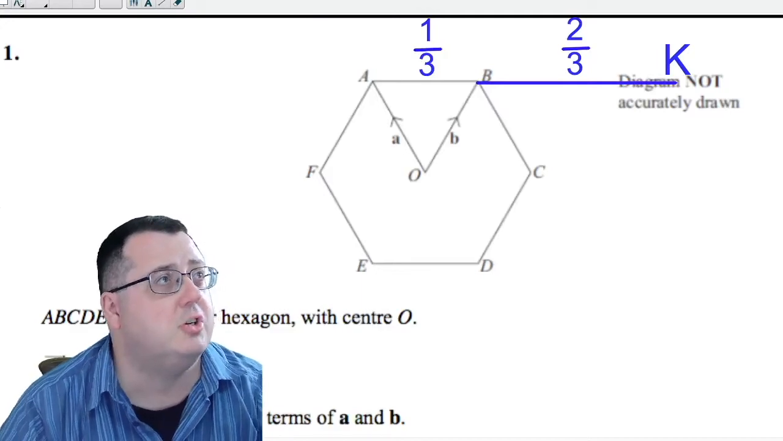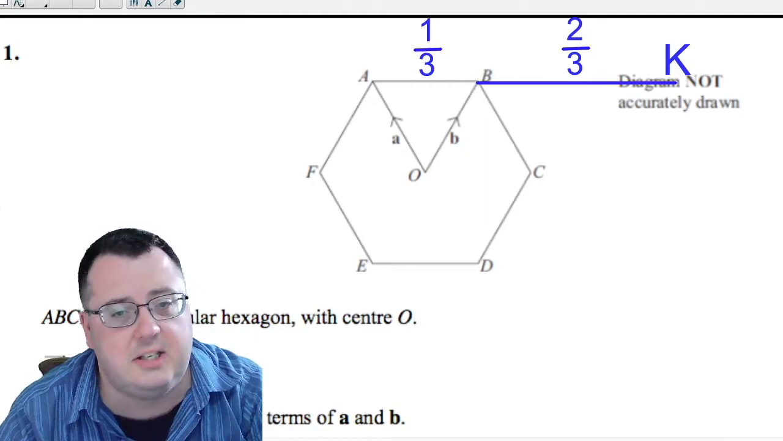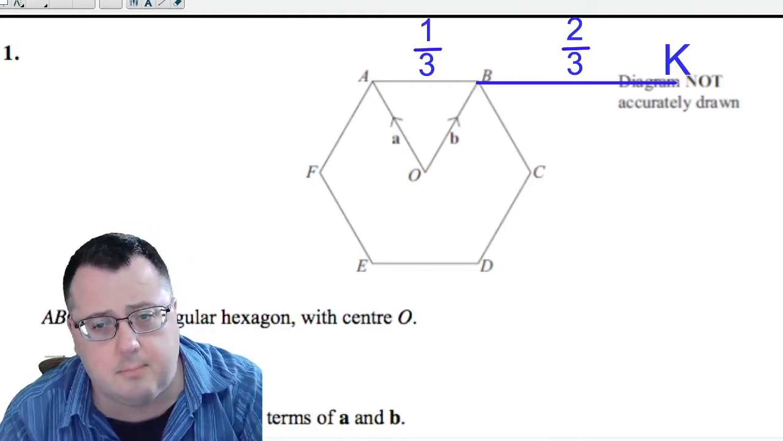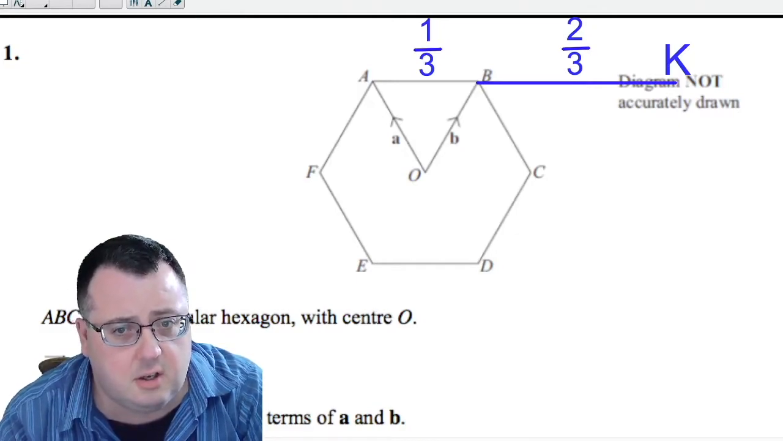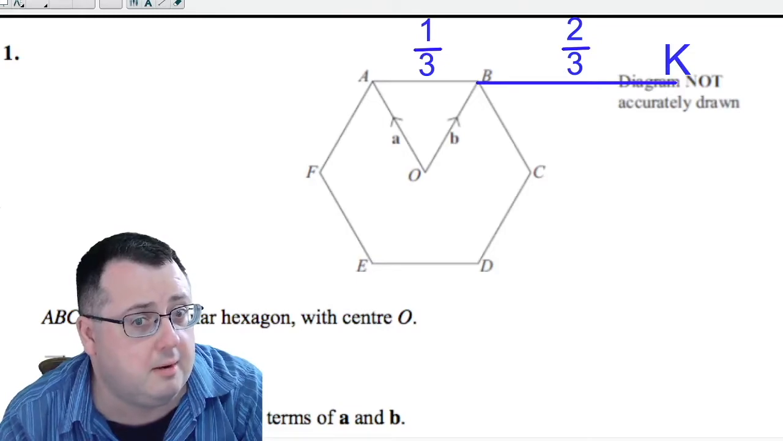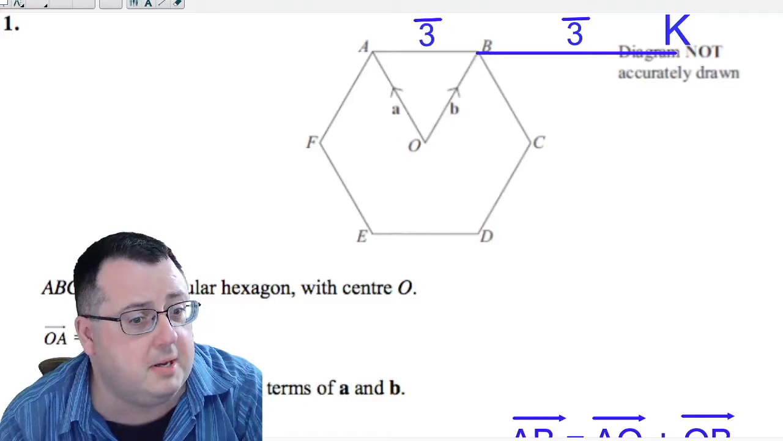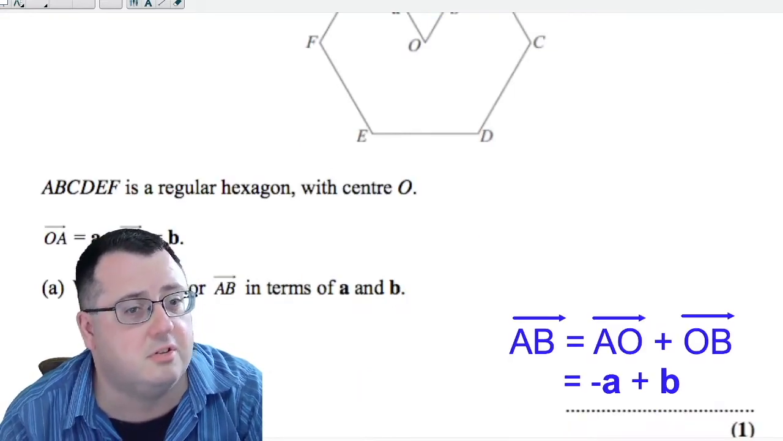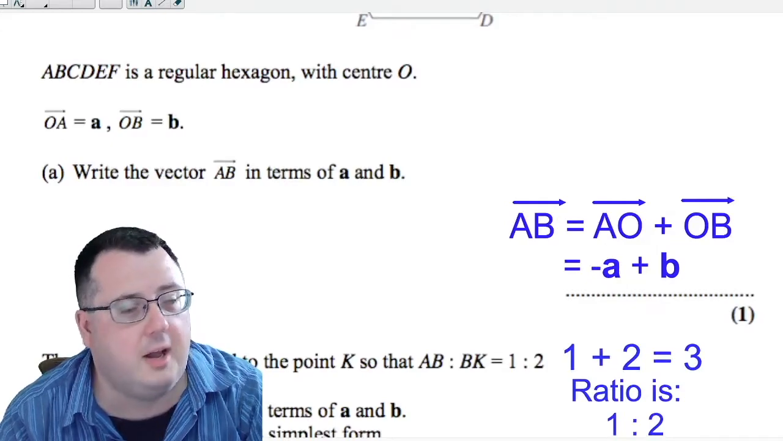Here's a question that I've pinched off an exam. So we've got a hexagon here, A, B, C, D, E, F. Can you see that the vectors are defined as O to A being A, and O to B being B? It wants us to get from A to B as the first question. Write the vector AB in terms of A and B.